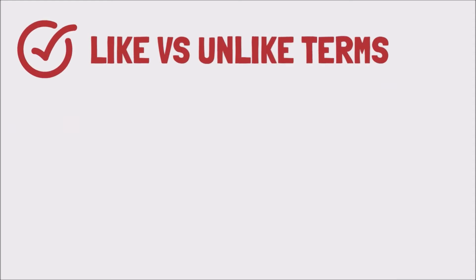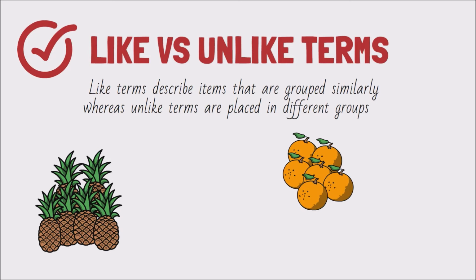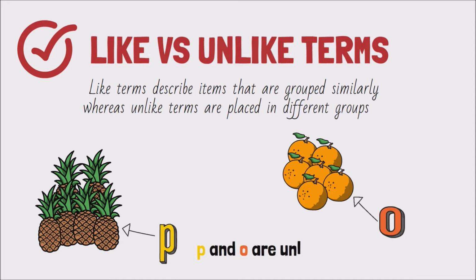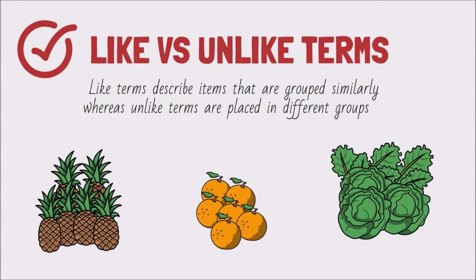Now, number 2, like versus unlike terms. In algebra, we describe like terms as being items that are grouped similarly, whereas unlike terms are placed in different groups. For example, if we're looking at the number of pineapples versus oranges in a basket, we can label pineapples as P and oranges as O. They would be considered as unlike terms, and that can be seen from the fact that there are 2 different letters being used to represent them. Now, if we're looking at how many fruits and vegetables are in the basket, and we label fruits as F and vegetables as V, then both pineapples and oranges would be given the same label F, and therefore would be considered as like terms.